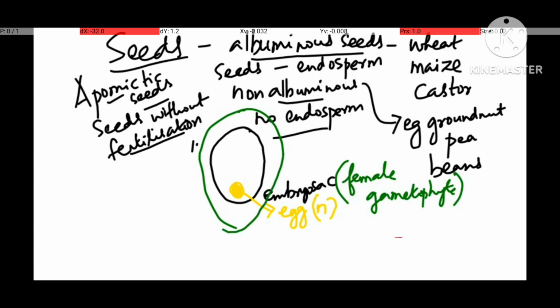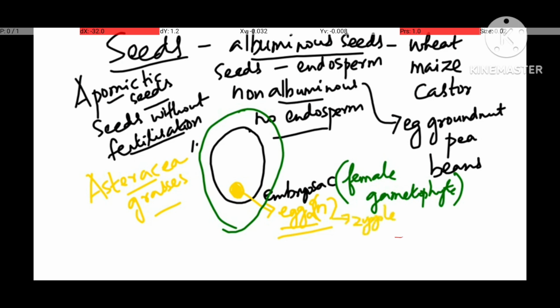But in apomictic seeds, what happens is the egg becomes diploid on its own. It is because of a genetic character. Nobody is making it diploid. In such kinds of plants, the egg will be already diploid. This takes place in some plants belonging to the sunflower family, that is Asteraceae, and some grasses. So the egg will look like a zygote itself.